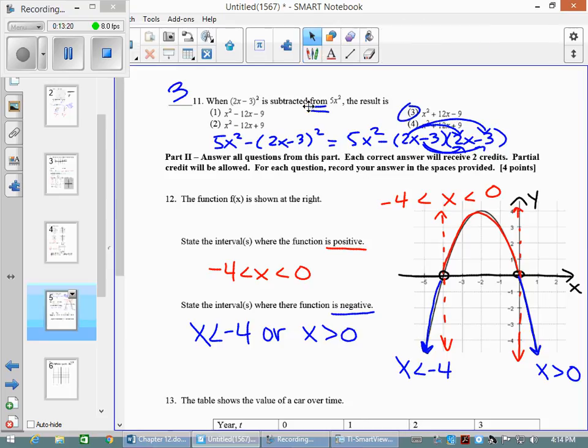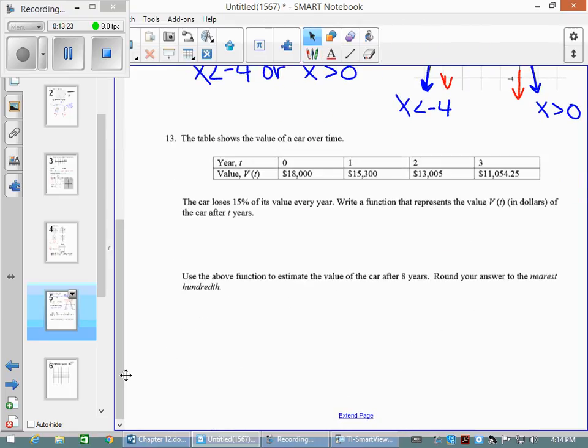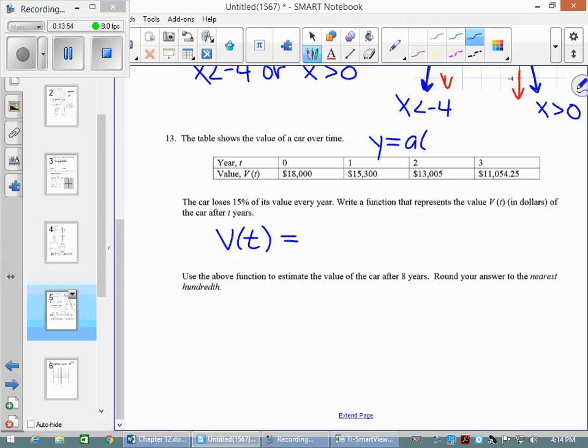Question 13 says they're giving us a table of values that shows the value of a car over time. They tell us that the car is losing 15% of its value every year. So they want us to write a function that represents v of t in dollars of the car after t years. So that means I want to use v of t and show that it's equal to this depreciation. So that's what's happening. The car is depreciating, it's losing value. So let's just think back to our formulas where we had 1 plus the rate and 1 minus the rate. We subtract the rate from 1 when it's decreasing or decay.